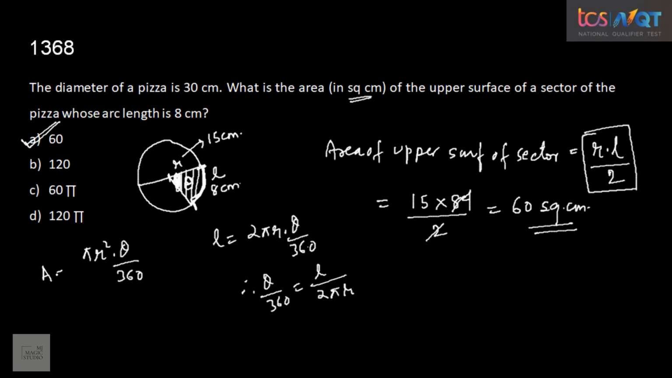The area of the sector will become pi r square into L upon 2 pi r. Cancel pi, cancel r, and you will get the formula R L by 2. So the area of the sector is given by R into L by 2. This formula needs to be used when we know the length of the arc and the radius of the circle. Area can be calculated with the help of R into L by 2.